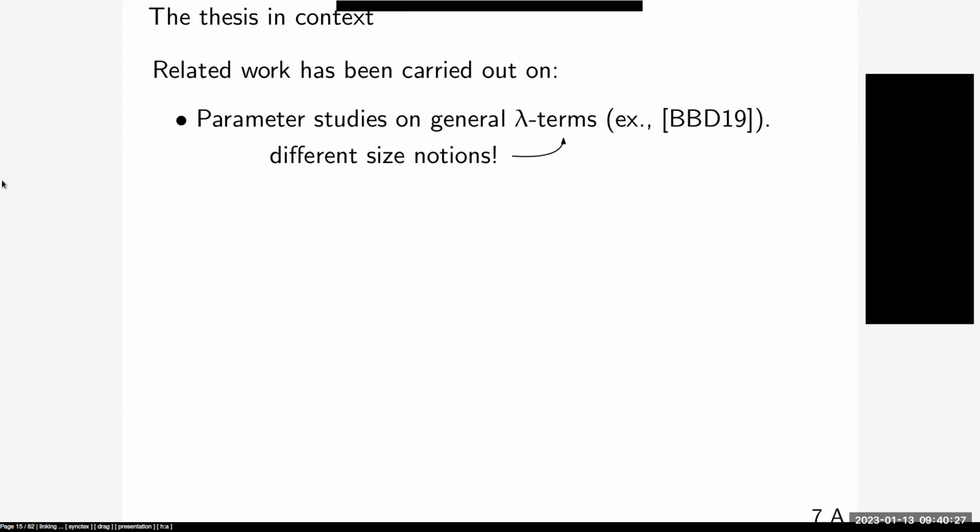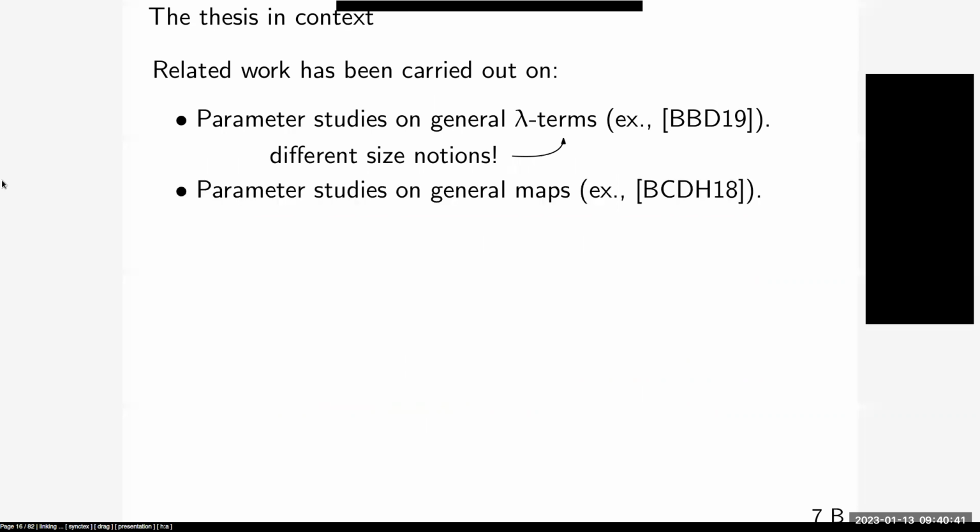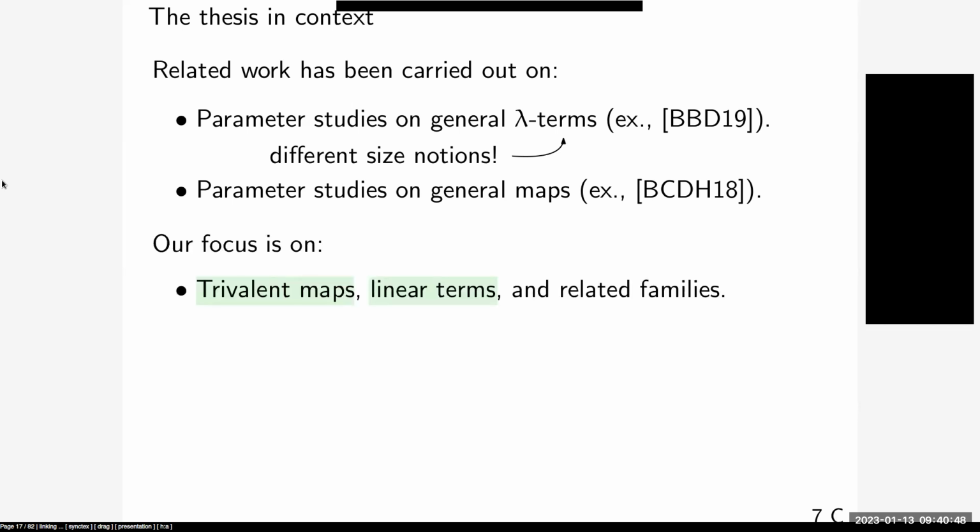And so, to put the working context a bit, we have related work that has been carried out on parameter studies on general lambda terms. So people have looked into statistics for general lambda terms, but they have used different size notions which do not agree with ours anyways. And they also have studied statistics in general maps, but our focus here will be on trivalent maps. So we will look neither at general lambda terms nor at general maps. We look at trivalent maps, so cubic maps, and at linear terms and related families.